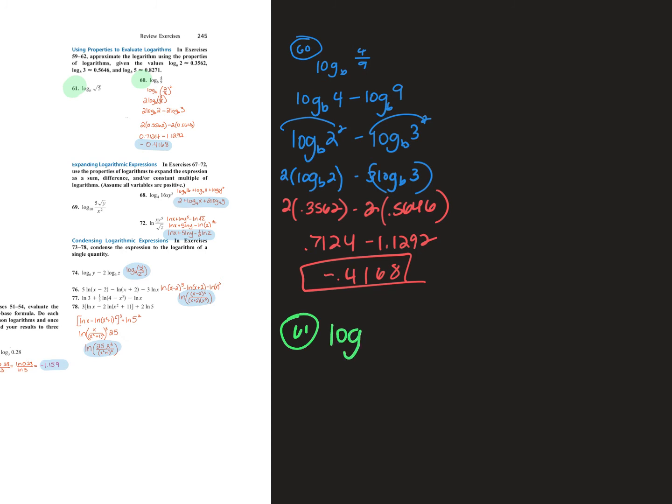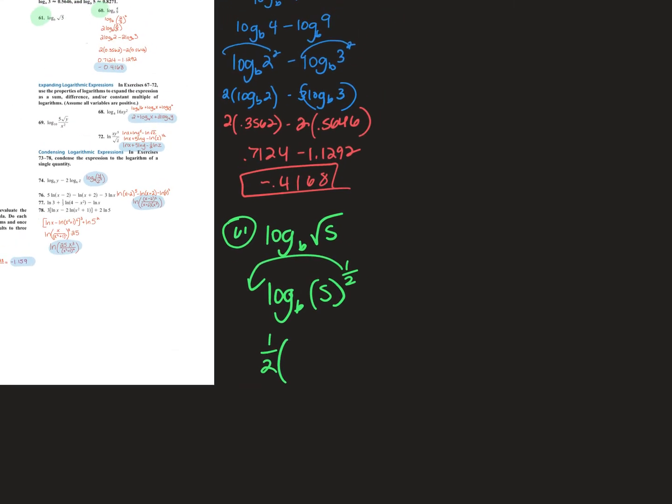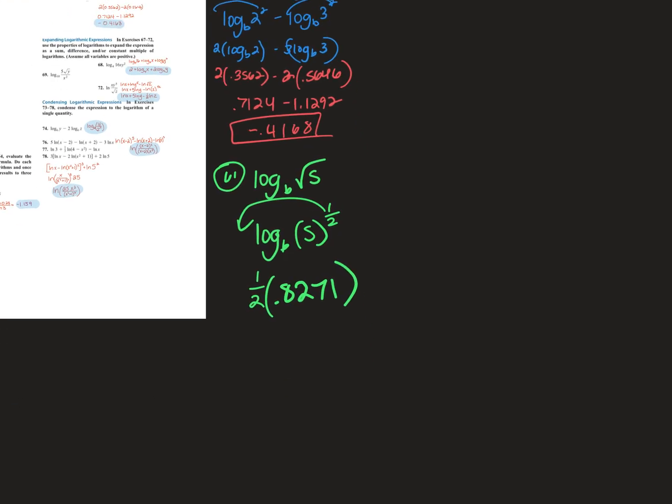So log B root 5 would be the same thing as log B 5 to the 1/2, and then the 1/2 gets bumped forward. And then log base B of 5 was 0.8271. So just divide that by 2 or multiply that by a half. And I get 0.41355. I don't know if it said what to round to. No, so I would have kept it.